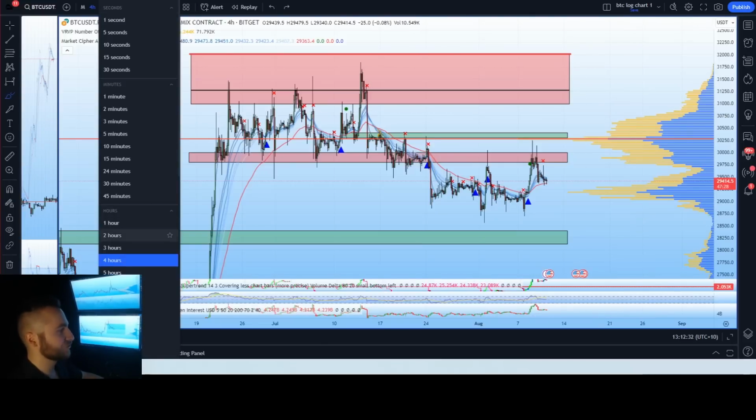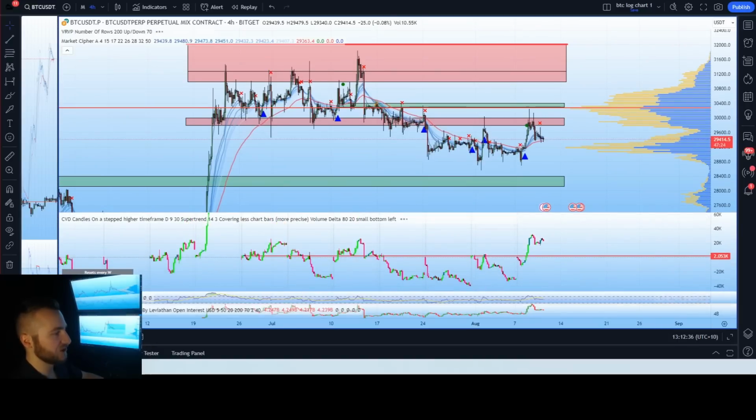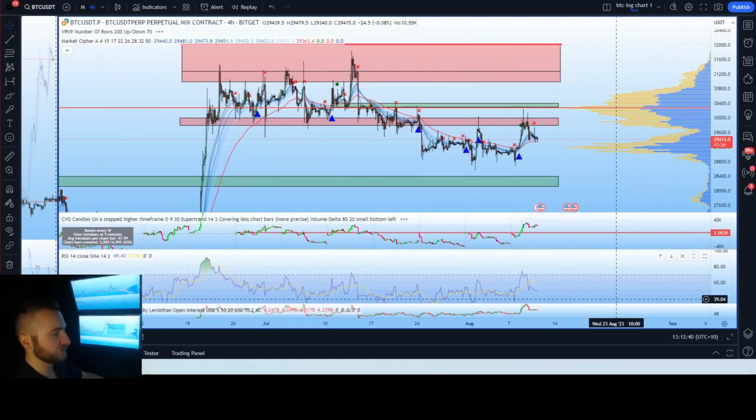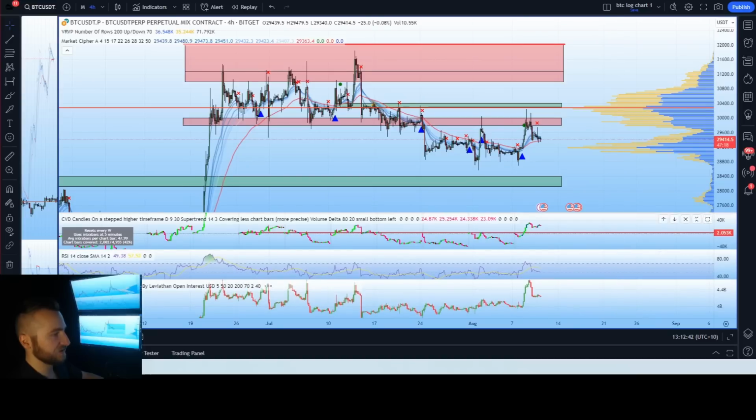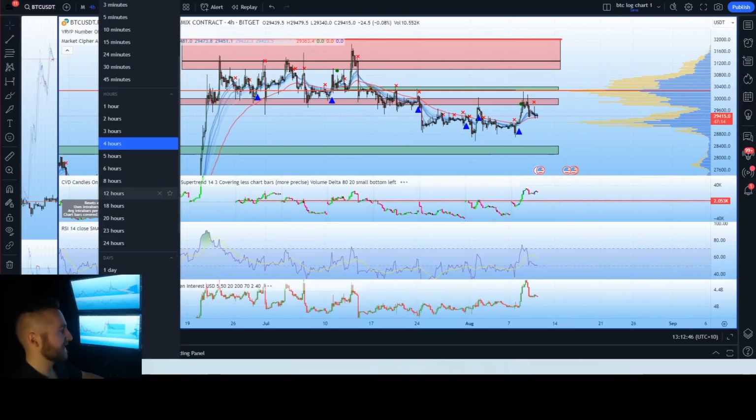Let's break it down from a technical perspective and then go down to the smaller time frame. So we'll start on the 12-hour. I just want to go ahead and zoom in on some of these indicators, but we're going to start on the 12-hour chart. Give me one moment, guys. 12-hour chart, we'll go ahead and take a look.